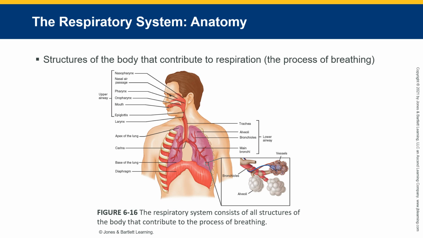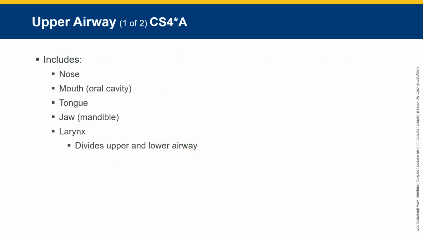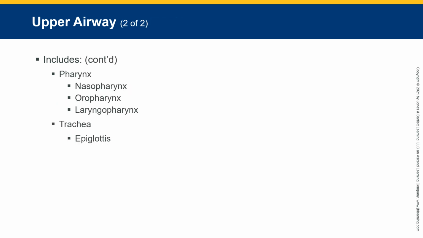The respiratory system is the one that contributes to the process of respiration, or breathing. The upper airway includes the nose, the mouth, which we call the oral cavity, the tongue, the jaw, which is the mandible, and the upper jaw, called the maxilla. The larynx, which is the voice box, divides the upper and lower airway. Moving along, you have the pharynx. Pharynxes are just spaces: the nasopharynx is the space behind the nose, the oropharynx is the space behind the mouth, and the laryngopharynx is the space around the voice box.